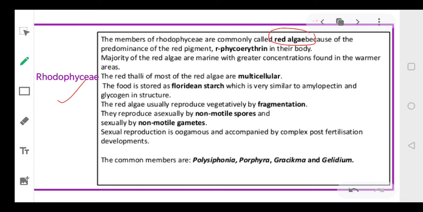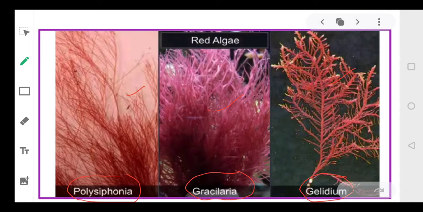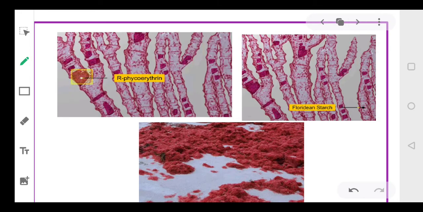What do we call it commonly? We call it red algae. Okay, dear students, we call it red algae. And the various examples are Polysiphonia, Gracilaria, Gelidium. Now if you look at the structure, they basically contain a pigment which is called R-phycoerythrin. Okay, this is a red pigment.